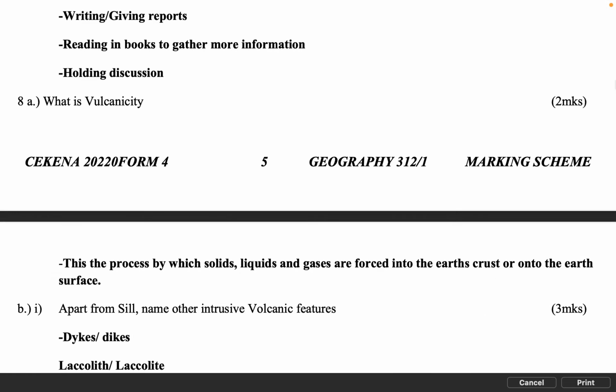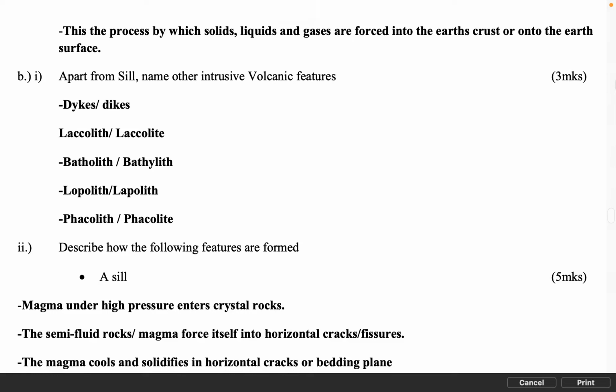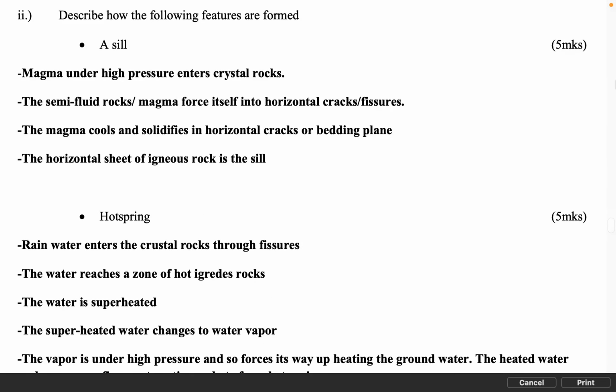2 marks. This is the process by which solids, liquids and gases are forced into the Earth's crust or onto the Earth's surface. B. I. Apart from sill, name other intrusive volcanic features. 3 marks. Dikes. Laccolith. Batholith. Lapolith. Phacolith. E. Describe how the following features are formed.